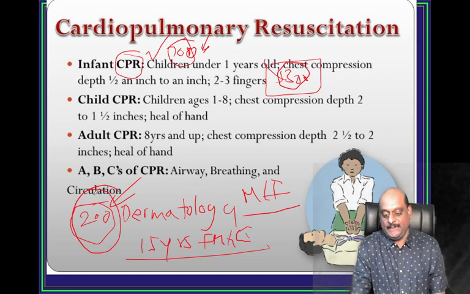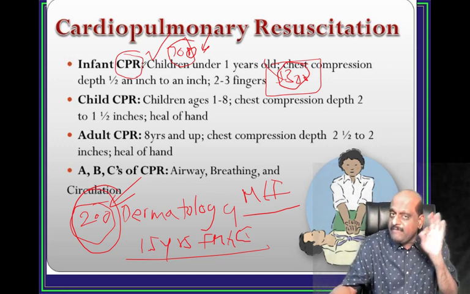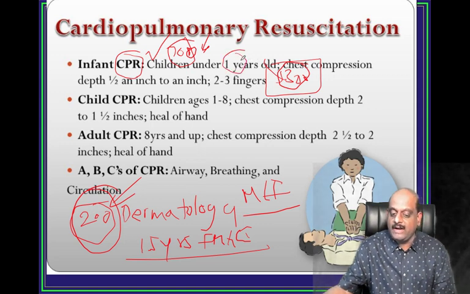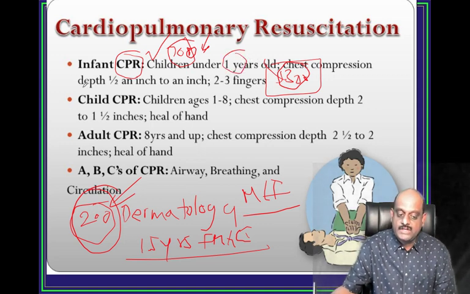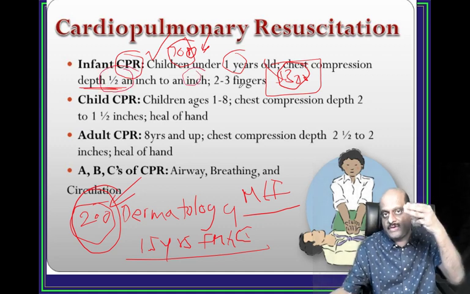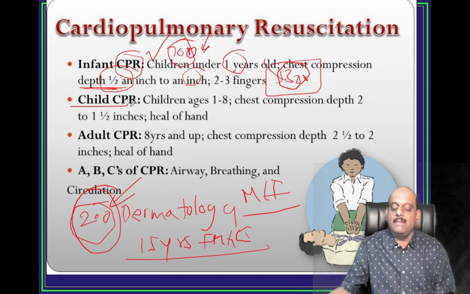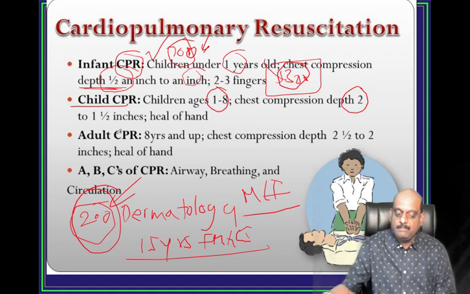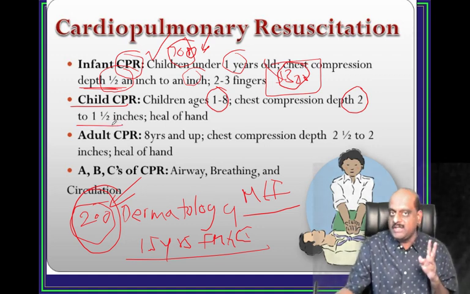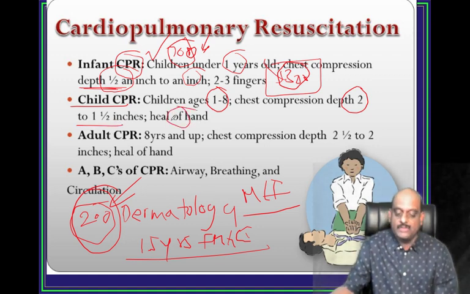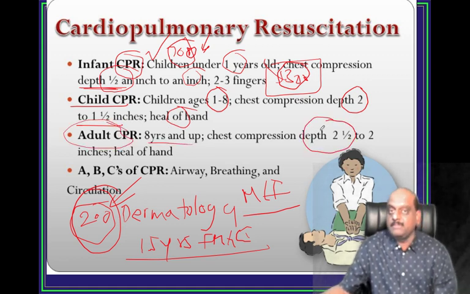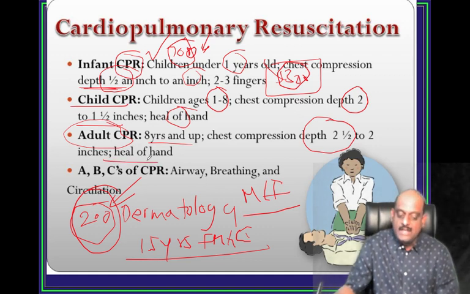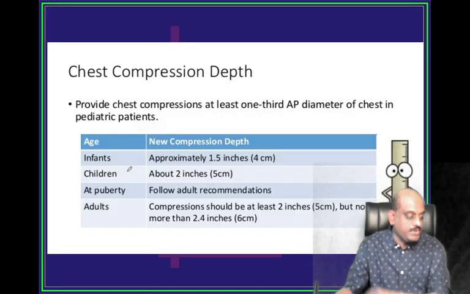Okay? Let's go. So, infant CPR, children under 1 year of age, chest compression depth should be half an inch to 1 inch, 2 to 3 fingers should be used. Children from 1 to 8 years, chest compression depth should be 1.5 to 2 inches, heel of the hand should be used. Adult CPR, 8 years and up, chest compression depth should be 2 to 2.5 inches, heel of the hand. That is what you need to remember.